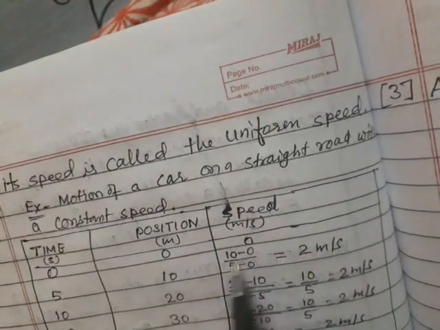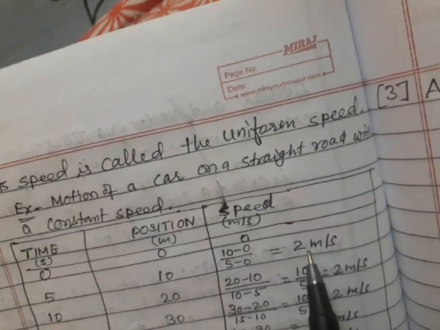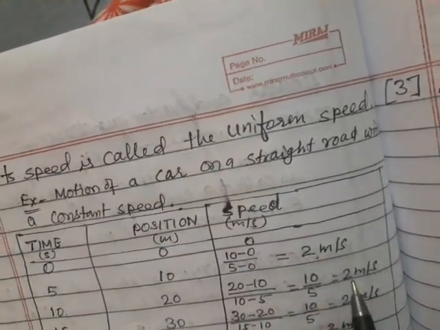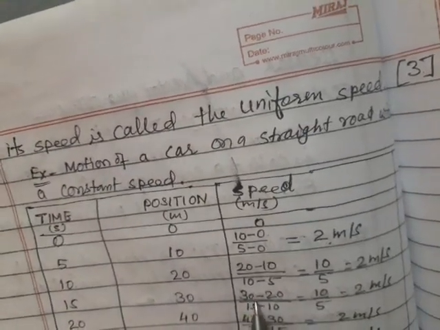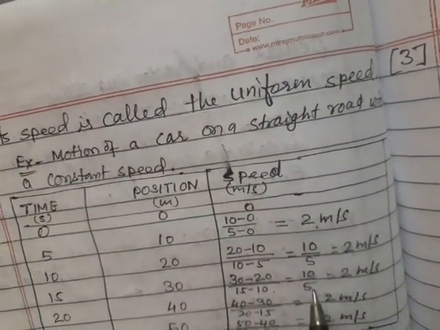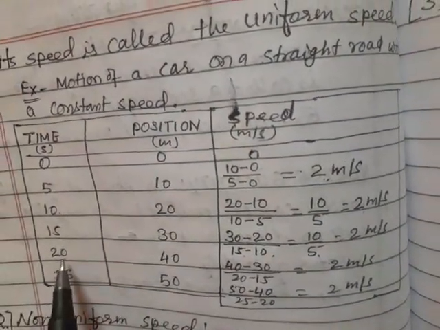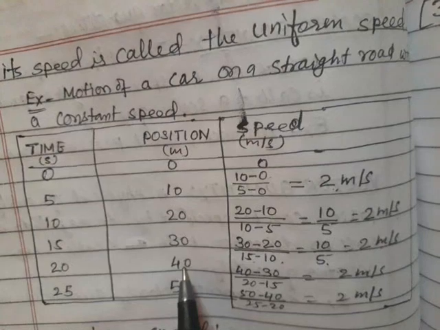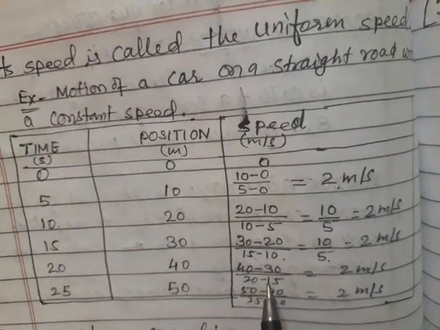So here in the first 5 seconds, the speed of the object is 2 meter per second. Then after 10 seconds, the speed is again 2 meter per second. After 15 seconds, the speed can be calculated as (30 minus 20) by (15 minus 10). This gives us the value 10 by 5, which is equal to 2 meter per second. Then after 20 seconds, the position of the object is 40 meter. So here speed will be (40 minus 30) by (20 minus 15).